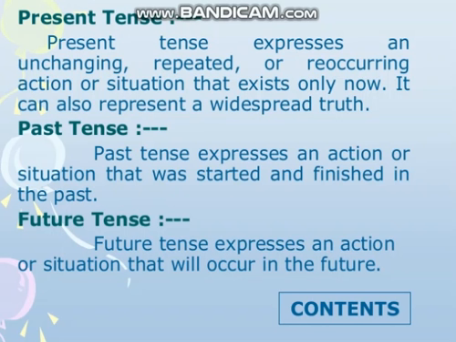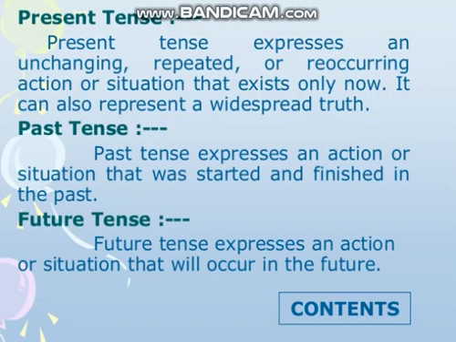Then we have past tense, as its name shows. Past means the events which have passed. These are actions or situations which have already passed. In past tense we express an action or situation that started and finished in the past, something that has already been done. So in past tense we discuss such actions or situations which had already been done in our previous life.